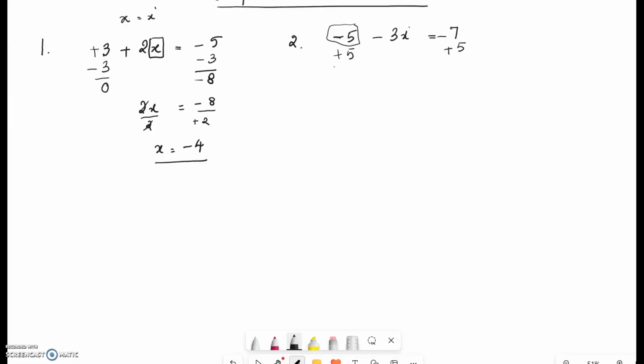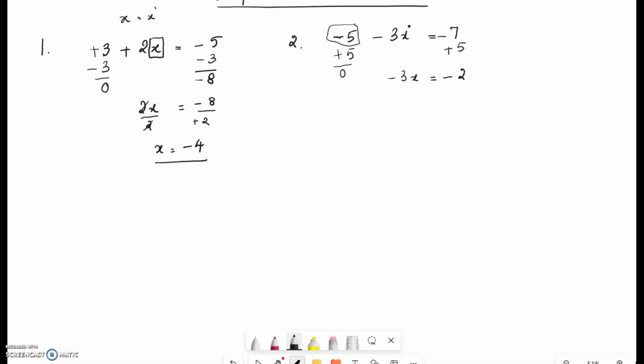And the next step is negative 5 plus 5 is 0. So the next step is negative 3x. And negative 7 plus 5. If they're opposite signs, you know the negative is going to prevail because that's the higher number. And negative 7 plus 5 is negative 2. 7 minus 5 is 2.